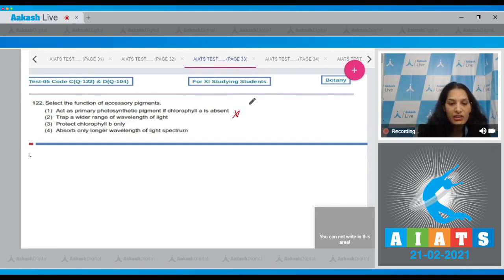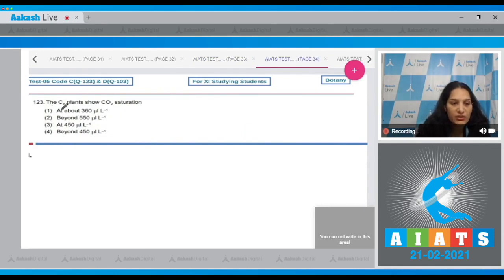Second, trap a wider range of wavelength of light. True. Third, protect chlorophyll B only. No, it protects chlorophyll A. Fourth, absorb only longer wavelength of light spectrum. No, they can absorb shorter wavelength of light spectrum too. So the correct option for the given question is option number 2. Let's move to the next question.